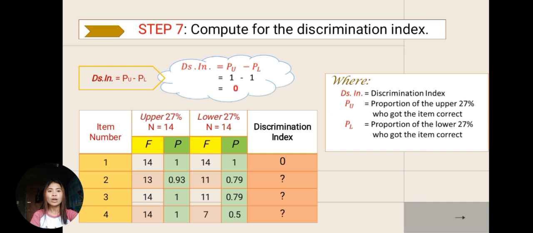So, in item 2, we have a proportion in the upper 27% as 0.93 and the proportion of the lower 27% is 0.79. Therefore, substituting it to the formula, we have 0.93 minus 0.79 is 0.14. Same as in item 3, we have a proportion in the upper 27% as 1 minus the proportion of the lower 27% as 0.79. Therefore, our discrimination index in item 3 is 0.21 and so on in item 4.